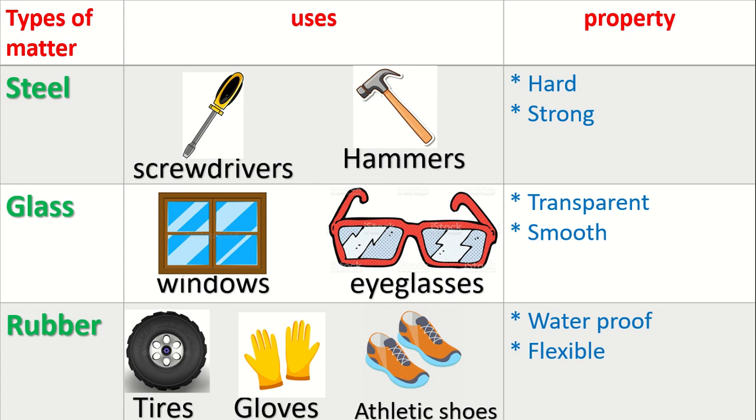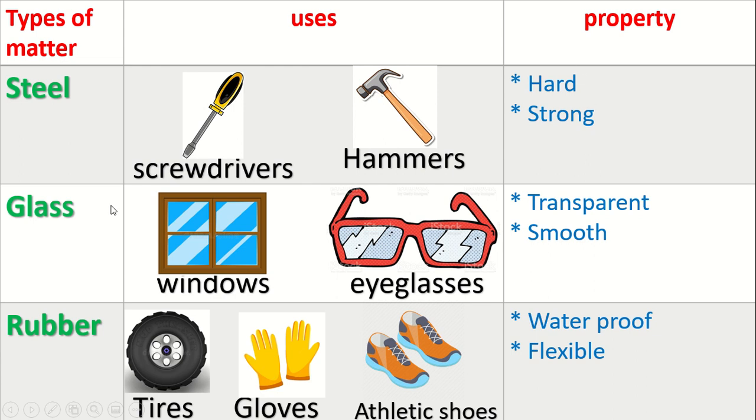The last thing today, we have three materials: steel, glass, and rubber. The steel is hard and strong. So we can use it on making the screwdrivers. This is the screwdriver. And we also can use it on making the hammers. So give reason why we are making the screwdrivers and hammers from steel: because the steel is hard and strong.